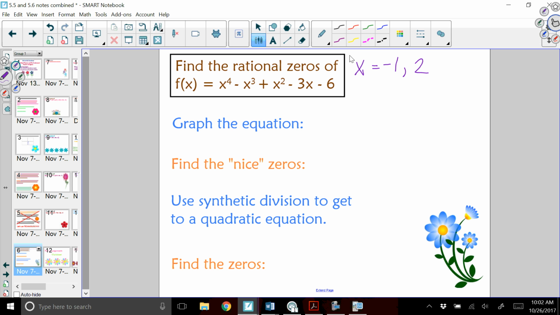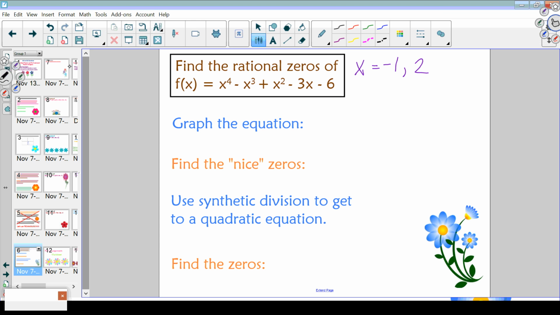So first thing I would do, make a note. X equals -1 and 2. So how many answers does this problem have? It has 4. You just found 2 of them. I only got 2 more to go. Okay, so let's go ahead and try to find the rest of my answers.